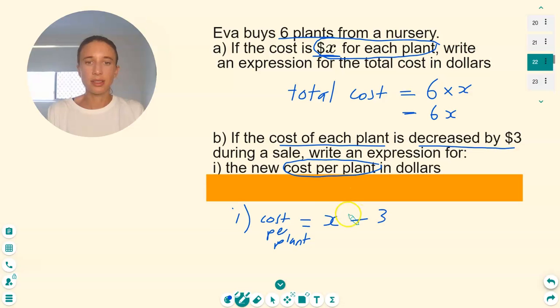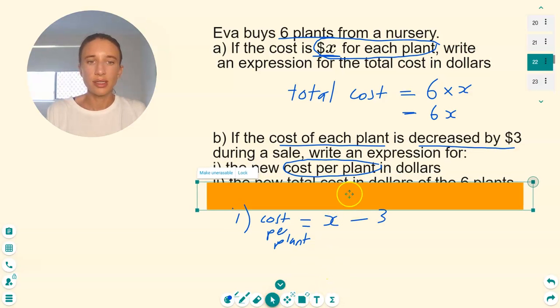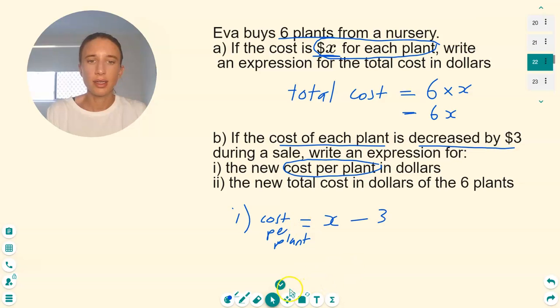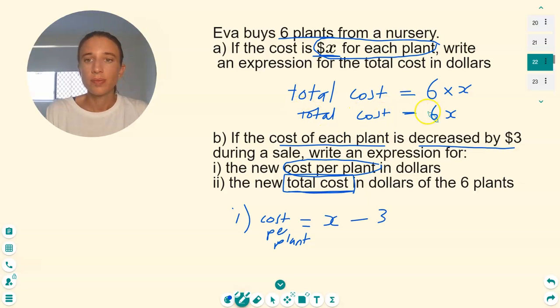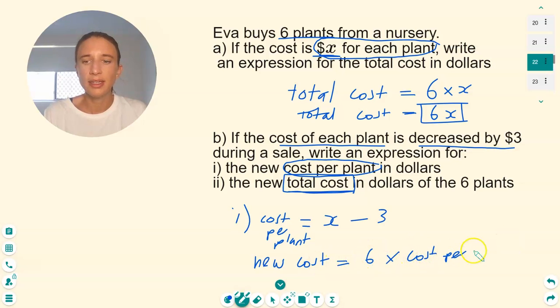Hopefully that makes sense. Now what have they got for us next? The new total cost in dollars of the 6 plants. Our current formula for total cost is 6X, 6 times the cost per plant. So the new cost equals 6 times the cost per plant, and our new cost per plant is X take 3.